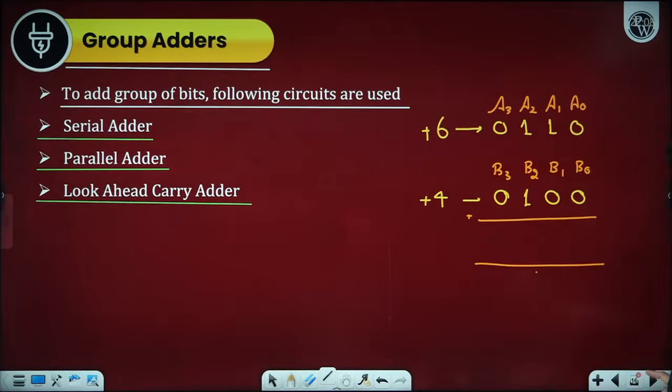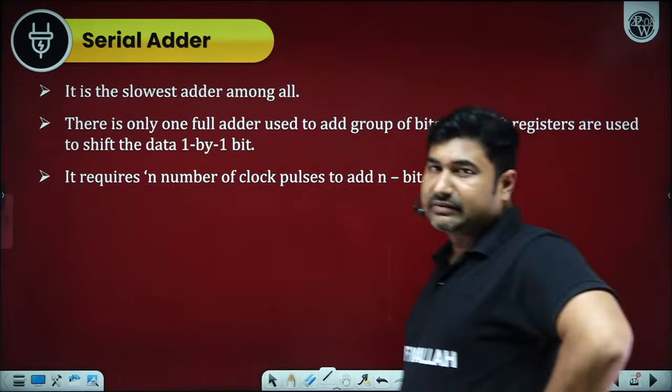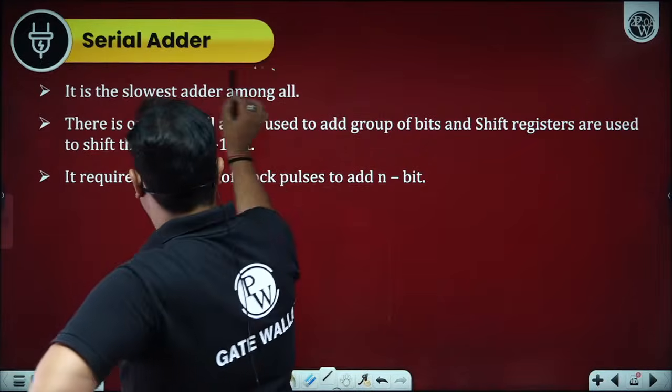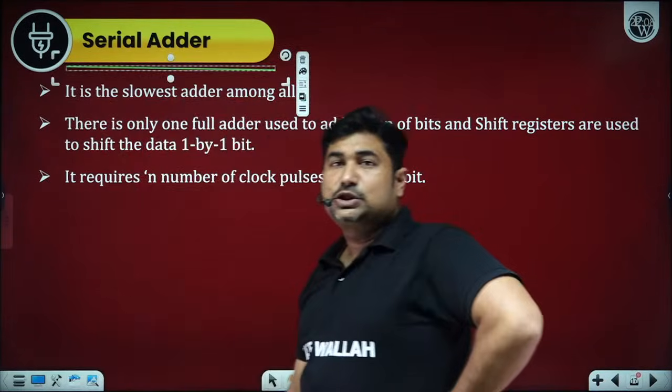Let's first talk about the serial adder. Please write down serial adder first. The serial adder is the slowest among all.